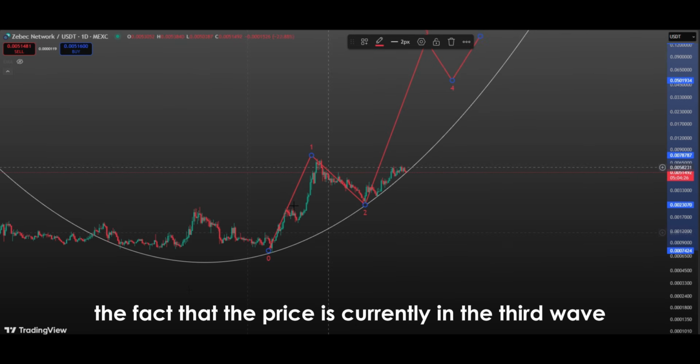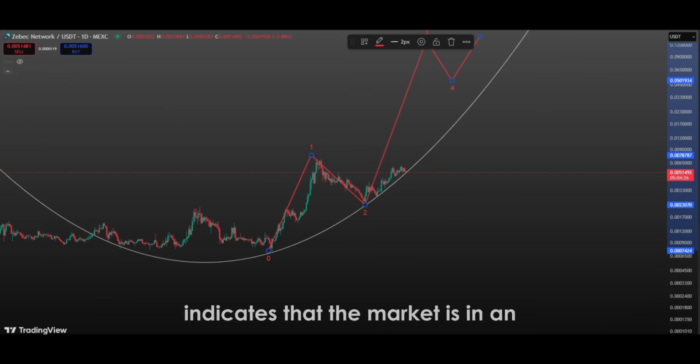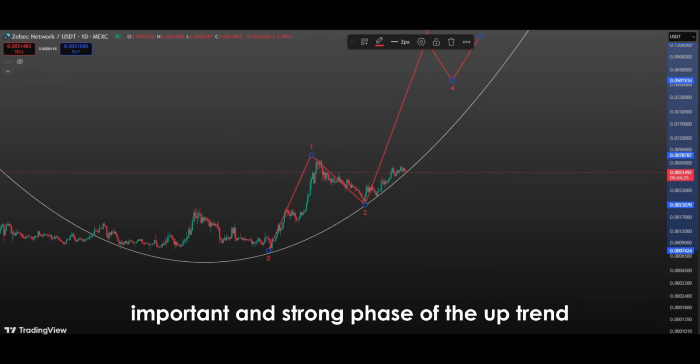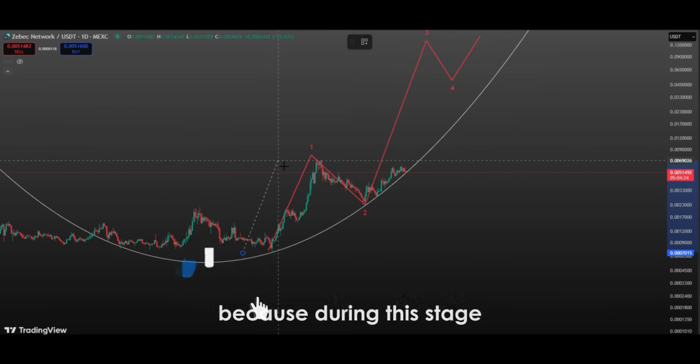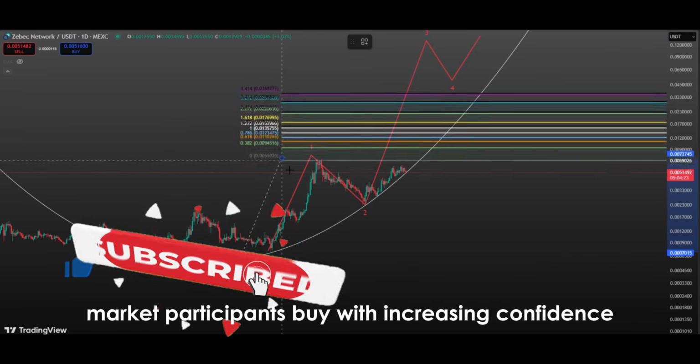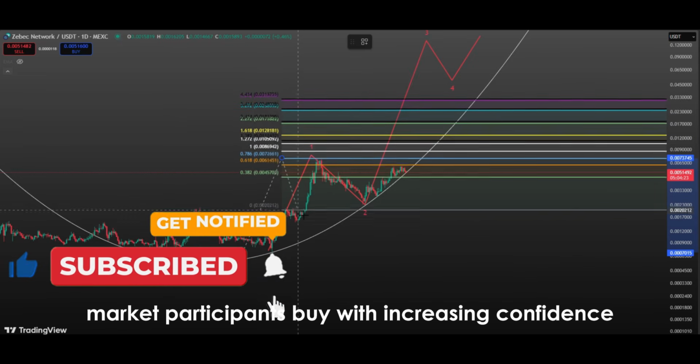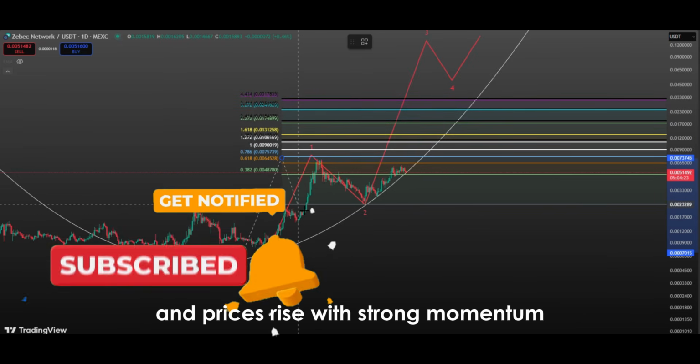The fact that the price is currently in the 3rd wave indicates that the market is in an important and strong phase of the uptrend. The 3rd wave is generally considered the strongest and longest wave because during this stage, market participants buy with increasing confidence and prices rise with strong momentum.